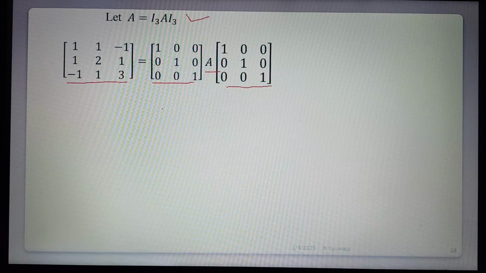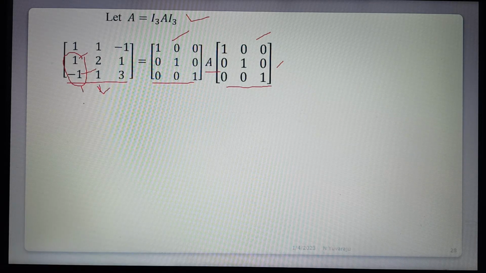Now our aim is to convert this to a diagonal matrix using row and column similar operations. If using the row operations, the same operations are applied on the pre matrices. If using the column operation, the same column operation is applied on the post matrices. Our aim is first to make these two elements zeros, converting to row echelon form and column echelon form. So first, using row echelon form, make this element 0, this element 0.